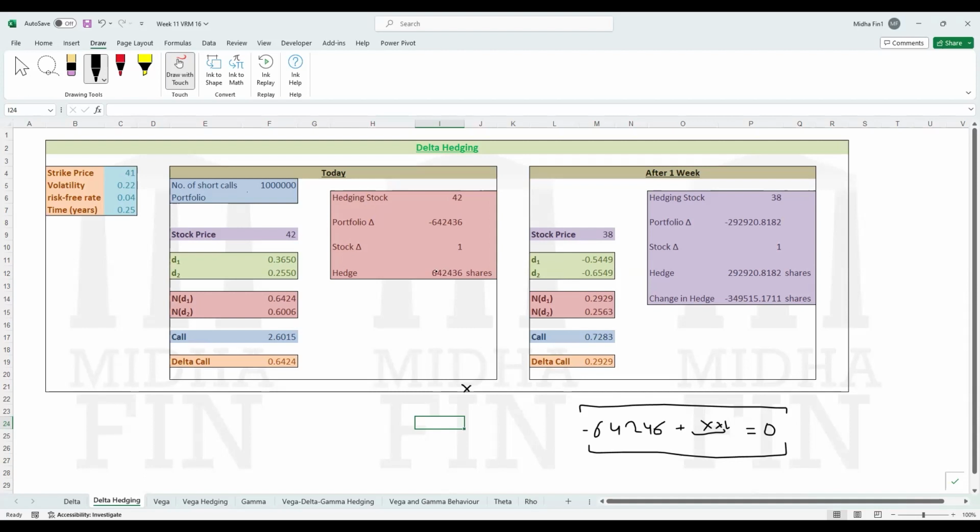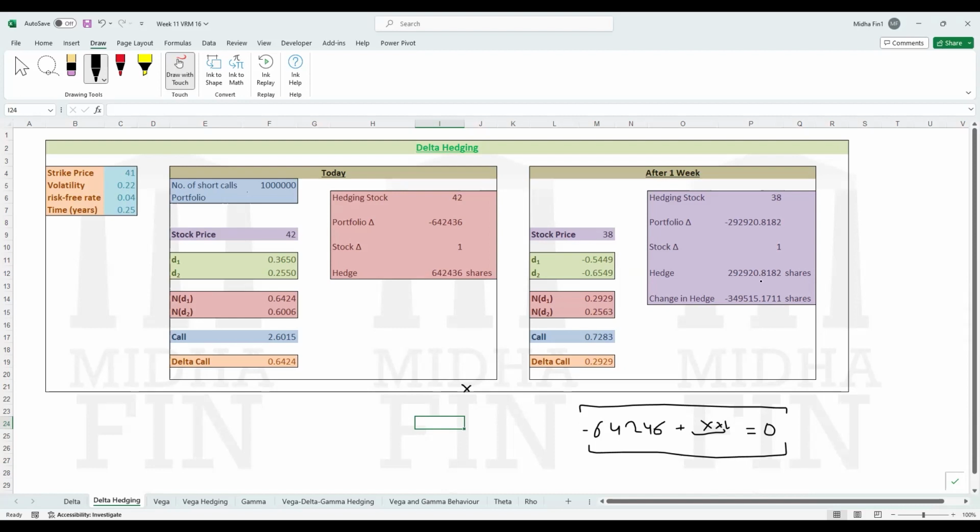Now, as I said, the stock price can change over time, thereby leading to a change in the delta also. Here you can see the stock price changes from 42 to 38, and the call delta decreases to 0.2929. Now my exposure is minus 292,920. This is my current exposure. So what is the hedge that I need today, after a week? Using the hedge equation, I find that I need to go long in 292,920 stocks.